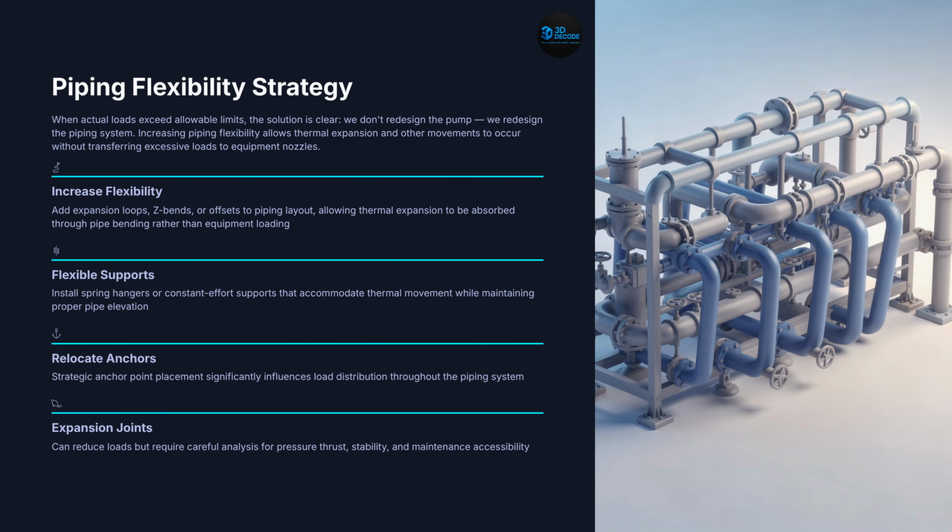Slide 7. How to reduce loads. If loads exceed limits, we do not modify the pump. We modify the piping. We increase flexibility by adding loops, offsets, or bends. We use flexible supports and relocate anchors. This allows movement without stressing the pump.